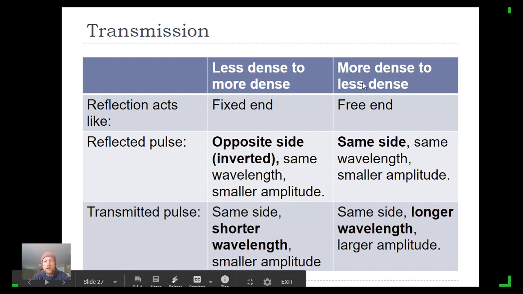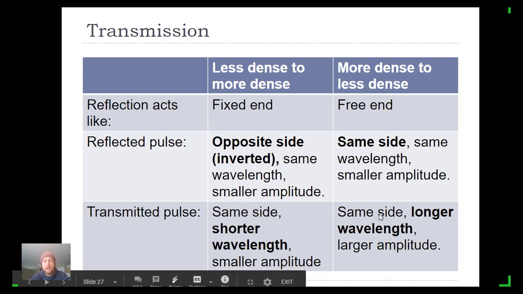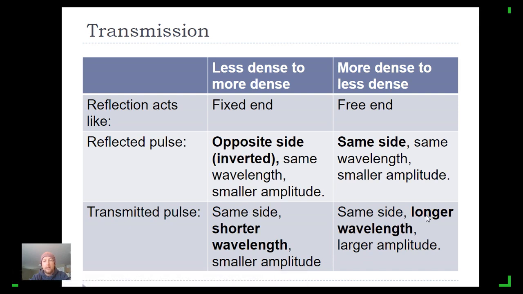Going from something that's more dense to less dense, this was the second example on that website, and this is similar to what we looked at prior to that. The reflection acts as a free end, so when it hits the new medium, it's going to reflect on the same side. It's going to have the same length of wavelength, and a smaller amplitude as it returns. As for the transmitted pulse, it's going to be on the same side, just like the prior one was, and you're going to have a longer wavelength.